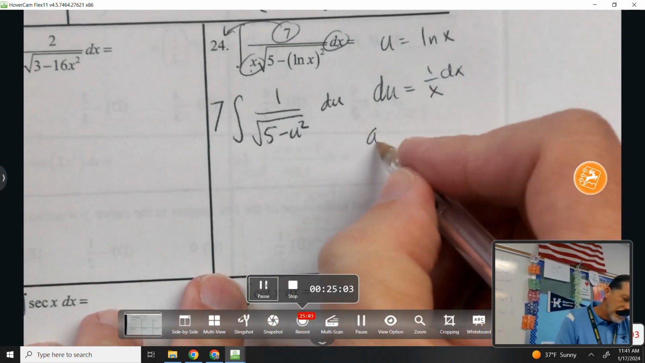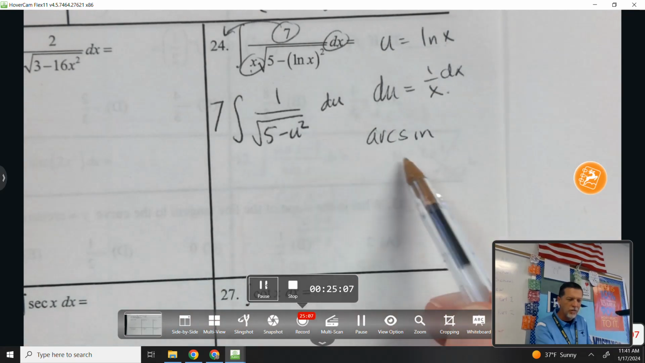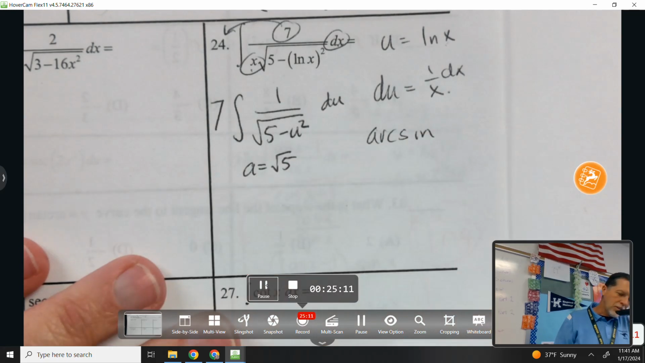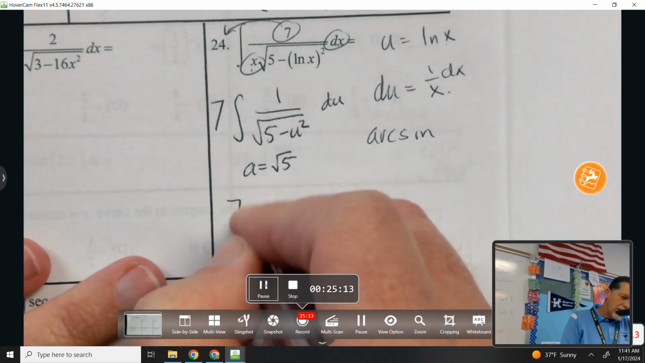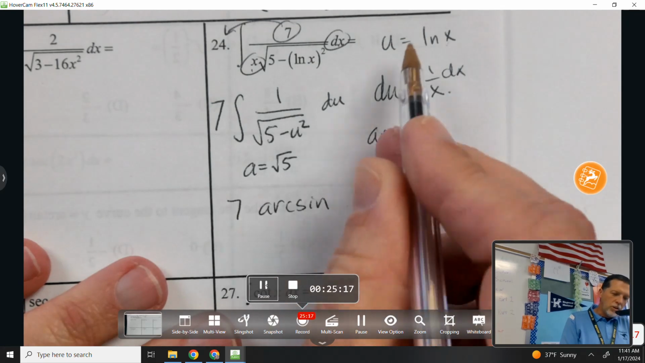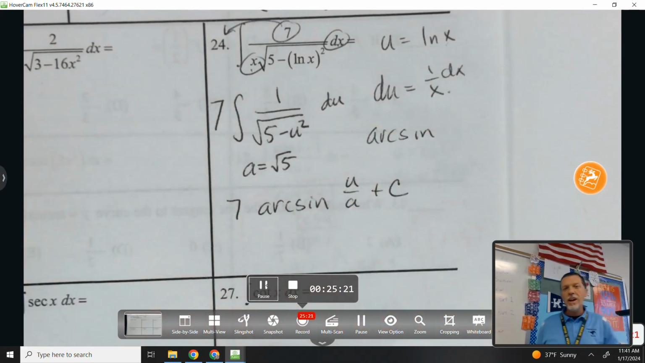Yes, so that was a good pick for you because it works for du, it works for, we think, arc sine. A would need to be square root of 5. So 7 arc sine u over a. And we can just leave it as u over a because we've said what u is, we said what a is.